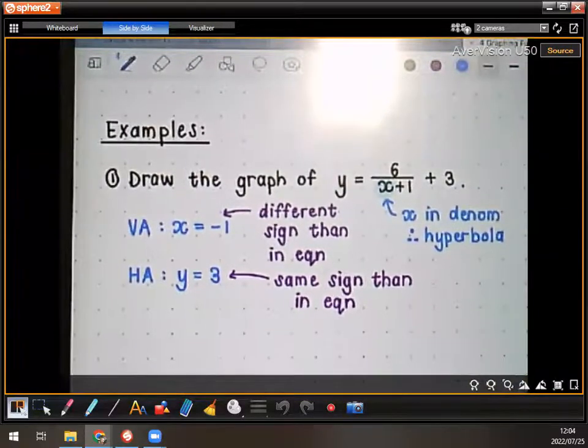Guys, sometimes even a question, right? Sometimes they give you the equation of the graph and then like question 1.1 will be write the equations of the asymptotes. Right, and then you just write those two equations.